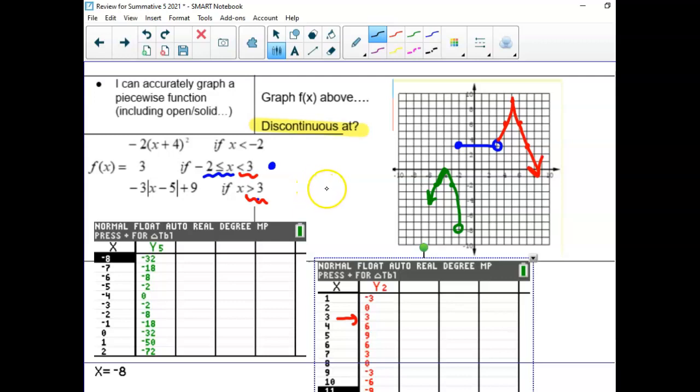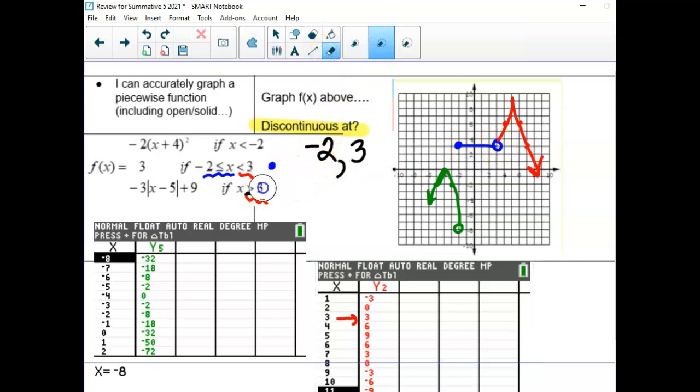Guys, the only places it can be discontinuous is the places it changed rules. Was it discontinuous at -2, when it jumped from this rule to the other? Yes. Was it discontinuous at 3? Yeah, this one was, because it had a hole there. If this had said "or equal to 3" so that you had filled that in, then the only discontinuity would be at -2. The discontinuous question on the quiz is a multiple choice question. I give you a bunch of values, but remember the only place it really can be discontinuous is when it changed rules.